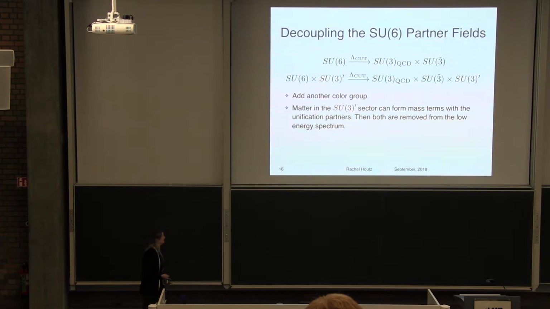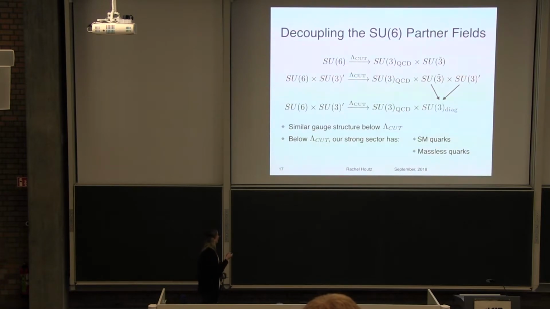All right, so how we did it here was our original color breaking pattern. So we added an SU(3) prime group, and matter in the SU(3) prime sector can form mass terms with the unification partners. And then once those mass terms are formed, both can be removed from the low energy spectrum. It was looking really complicated, but it gets a little better. So then these guys come together and form some diagonal gauge group. So the low energy gauge group here looks very, very similar to the low energy gauge group here. So we have a similar gauge structure, and our low energy sector just has the standard model quarks and the massless quarks, which is what we wanted.